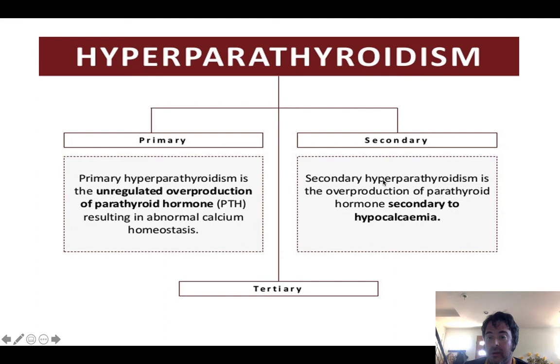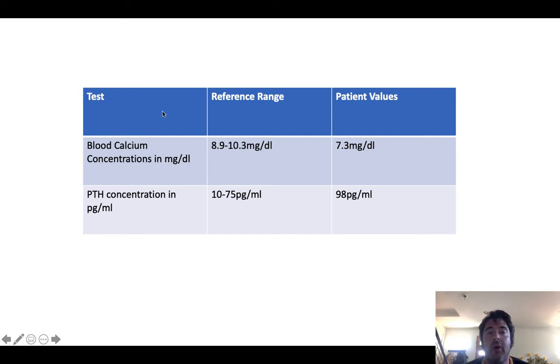Secondary, right? What you're going to be looking for is elevated parathyroid hormone levels in the presence of hypocalcemia, meaning low calcium levels. So let's go ahead and start looking at this, and don't worry about tertiary quite yet. So you get this test, and you see blood calcium concentrations in milligrams per deciliter, 8.9 to 10.3. The patient's value is low comparative to the reference range. So that's hypocalcemia. They don't have enough calcium.